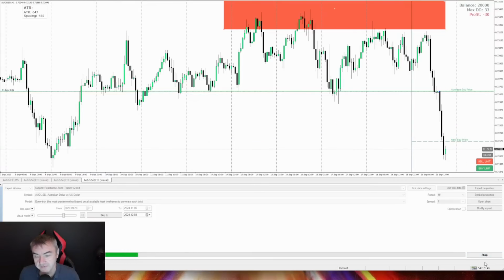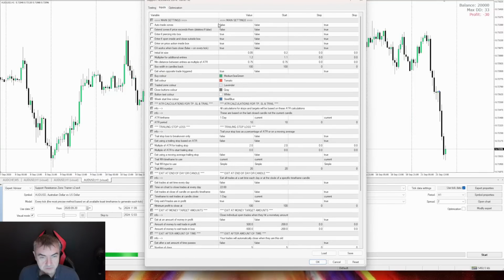But there is another setting, which I shall show you, which is extend zones if price exceeds them, deletes if false. So I'm going to turn that to true and show you what the difference is. There's those three entries: enter if piercing into box, enter if open inside and close outside box, enter on price action inside box. So those are the three entry methods I just discussed.